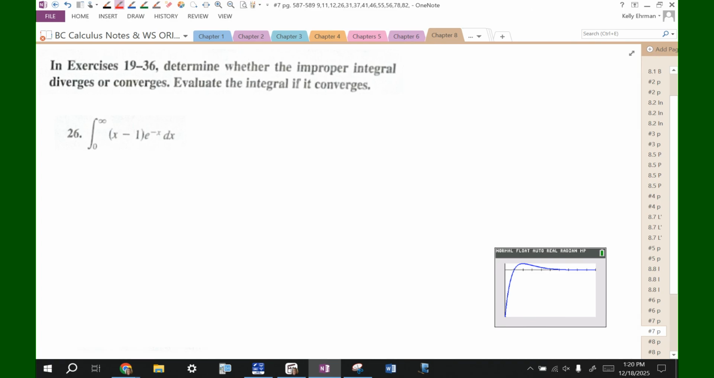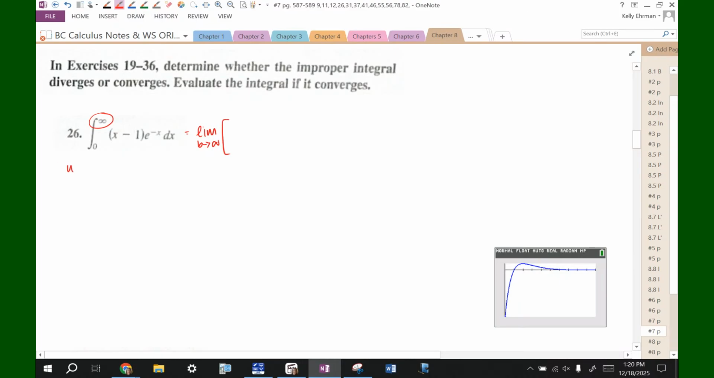Okay, determine whether the improper integral diverges or converges. Evaluate the integral if it converges. So this is kind of a test of all our different types. Do we know what's happening here? This looks like integration by parts, and there's an issue right there. So this is going to be the limit as b approaches infinity of something.